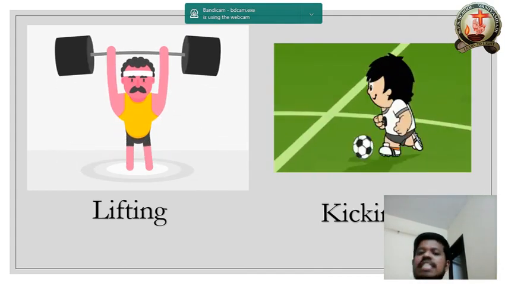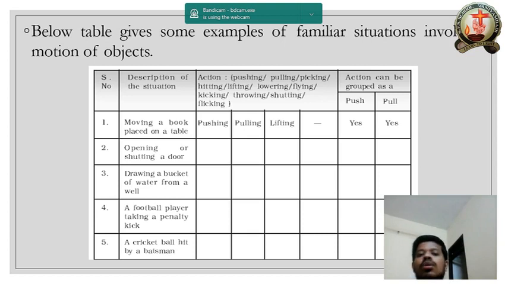Now, based on these actions, I'd like to give you one small activity. Just observe this table. It is also given in your book. The table below gives some examples of familiar situations involving motion of objects. Whatever you have seen now is also an example of motion of objects. Picking a ball, lifting a weight, everything is also an example, and it involves the motion of objects.